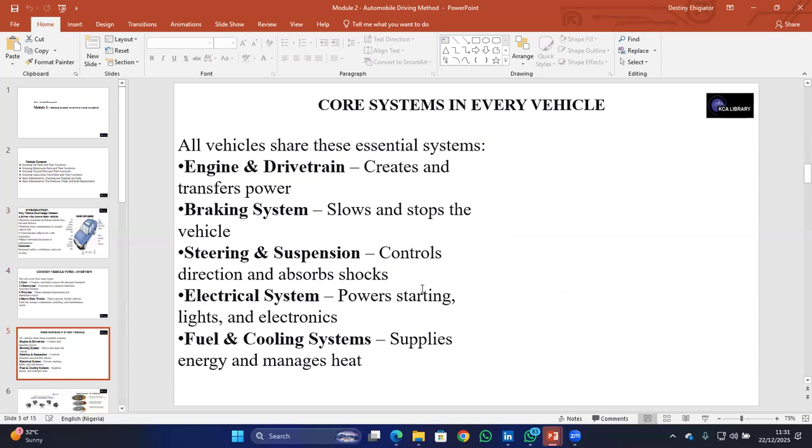All vehicles share essential systems. Number one is the engine and drivetrain. It creates and transfers power. Then we have the braking system. It slows and stops the vehicle. Then we have the steering and suspension. It controls direction and absorbs shocks. The electrical system is responsible for starting power, lights, and electronics. The fuel and cooling system supplies energy and manages heat.